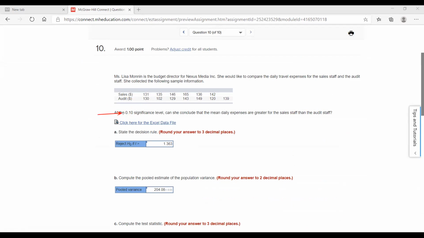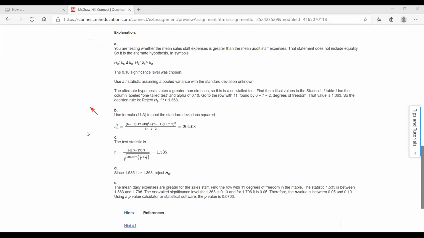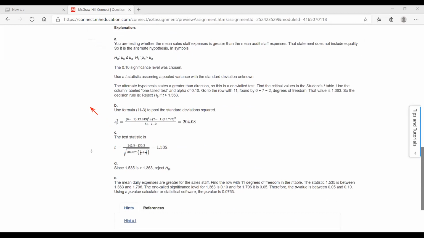It's a 0.1 significance level. You should be able to find this critical value, this T number, in your T table. And then of course, let me go down, I'll show you the formulas for your pooled variance, which is 204.08. And then you plug that right here. I don't know why they took that out to 3 decimals, but 2 decimals is usually good enough. There's your test stat, and then you can compare that with your T value from your T table. And then the p-value in this problem is going to be 0.0763 once you figure that out.